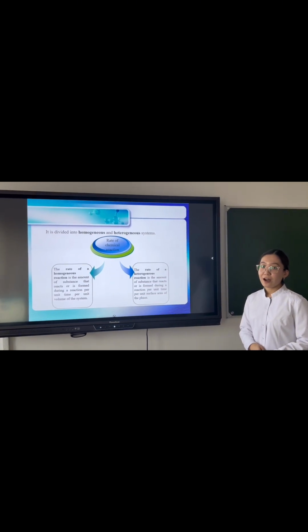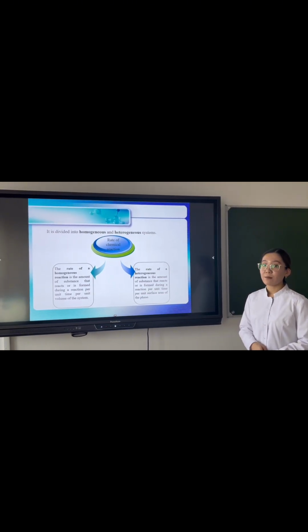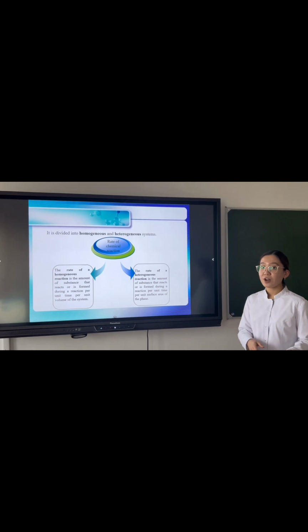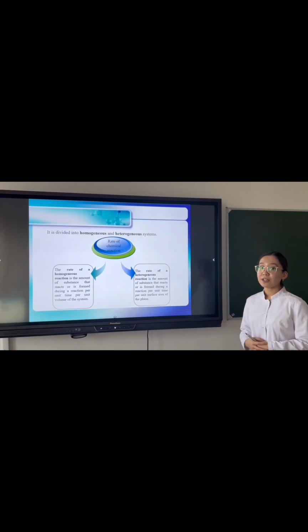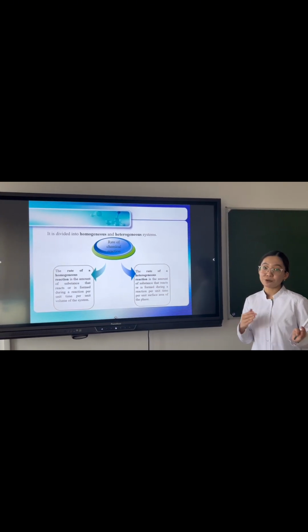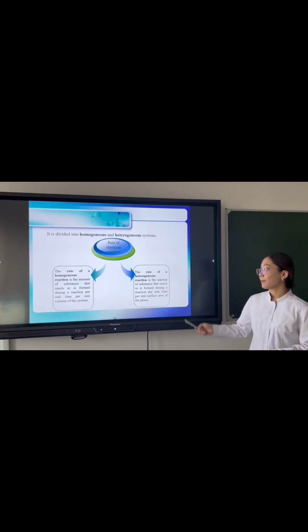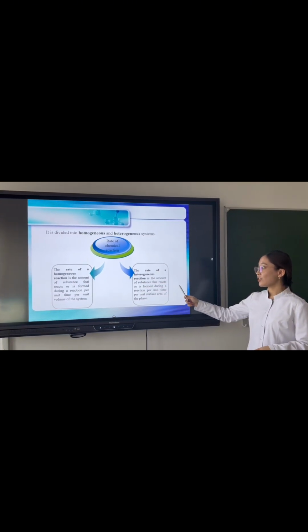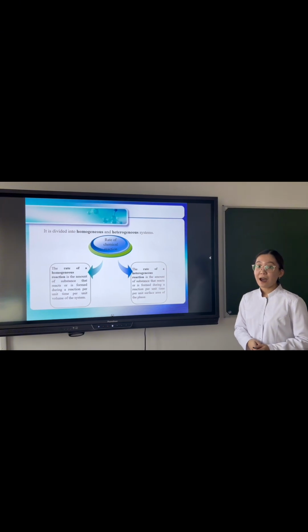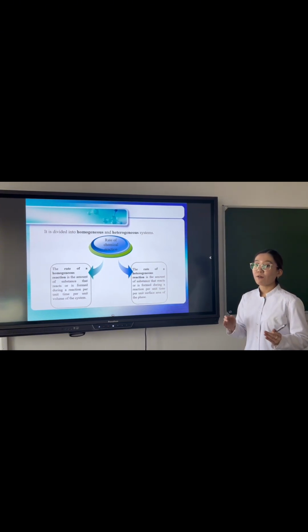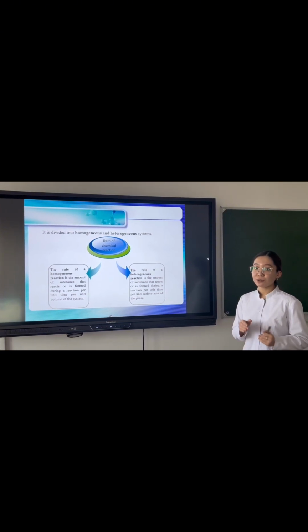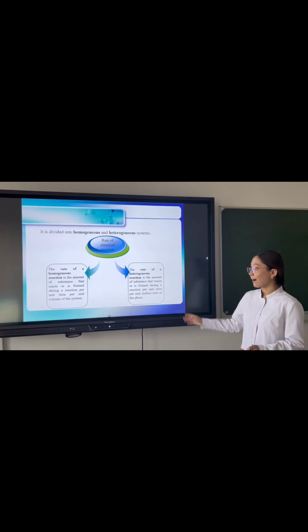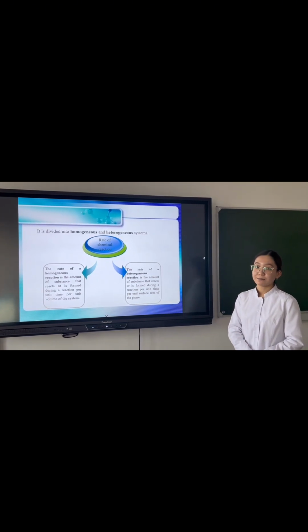The rate of homogeneous reaction is the amount of substance that reacts or is formed during a reaction per unit time per unit volume of the system. The rate of heterogeneous reaction is the amount of substance that reacts or is formed during a reaction per unit time per unit surface area of the phases.